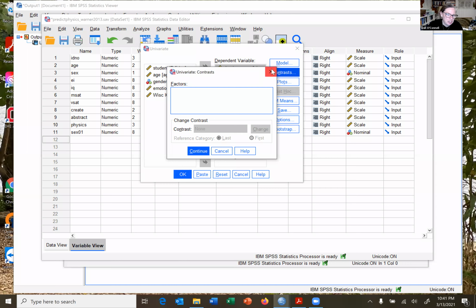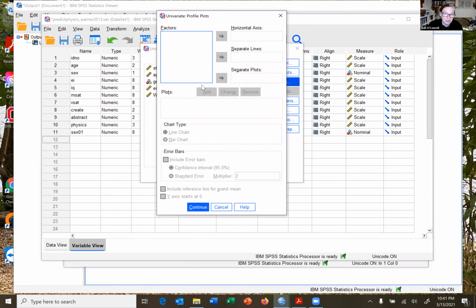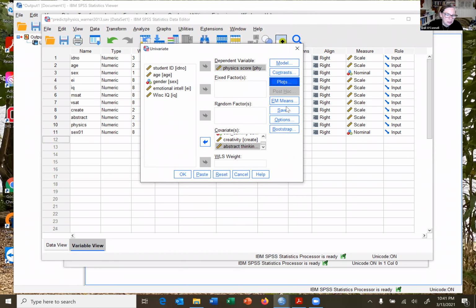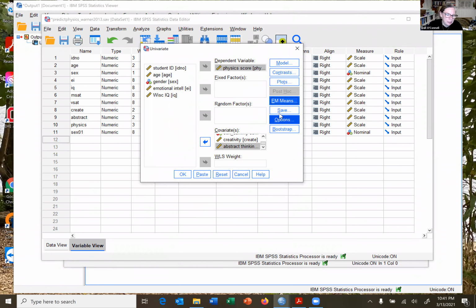Contrast, I'm not going to change anything here because, again, I haven't defined any factors, so I'm not going to worry about that. For plots, I don't have any factors, so I'm kind of limited as to the kind of plots I can create with the GLM, but that's fine. I'll show you in the next video after this how we can make a lot of plots in addition to the ones we're constrained to in the GLM package. EM means, we don't have any factors that we're comparing, so I'll skip that. We're not going to save anything.